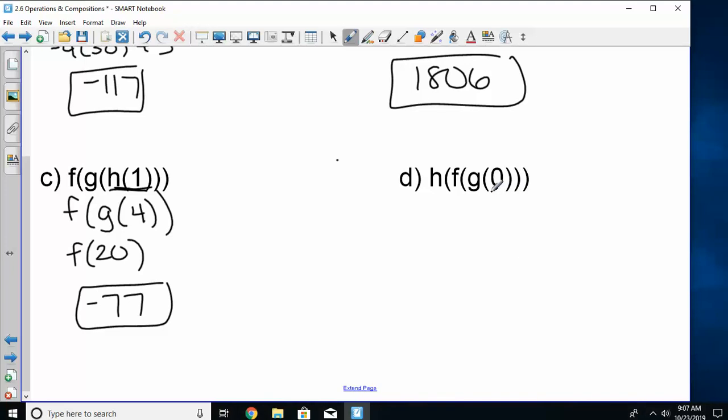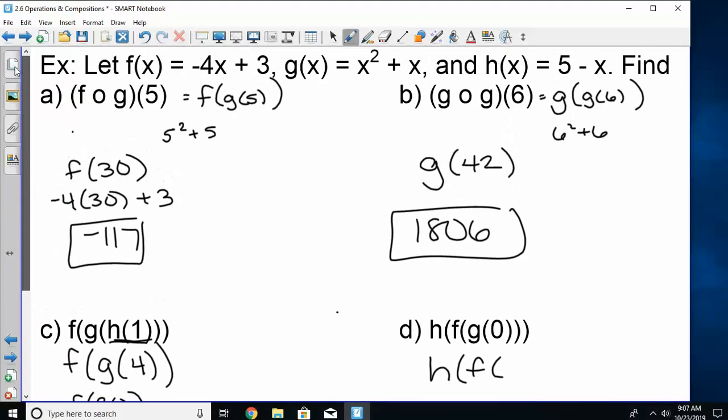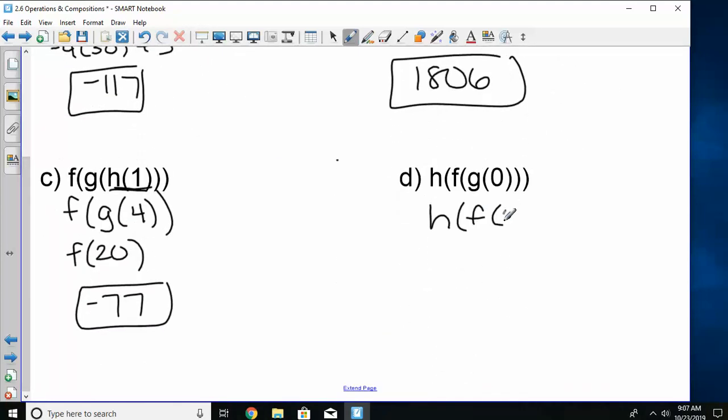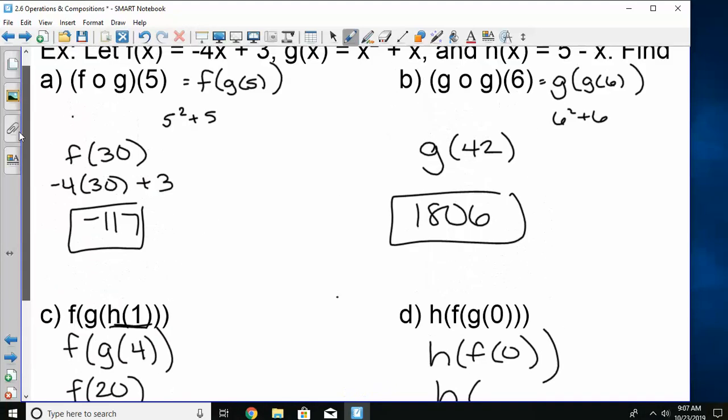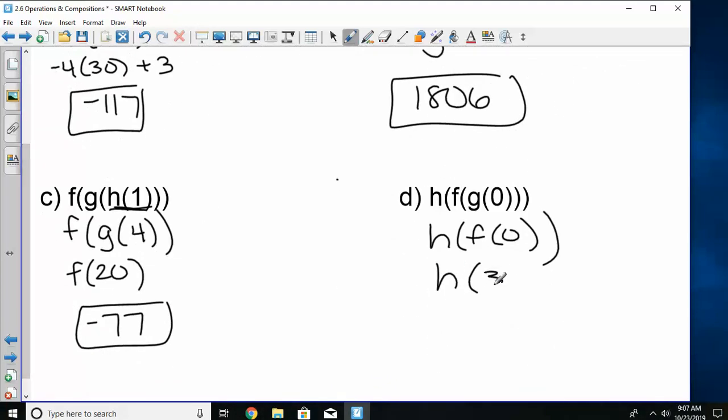And D, g of 0. So if you plug a 0 into g, we get out 0. Now if you plug a 0 into f, you get 3. And then if you plug a 3 into h, you get 2. How are those?